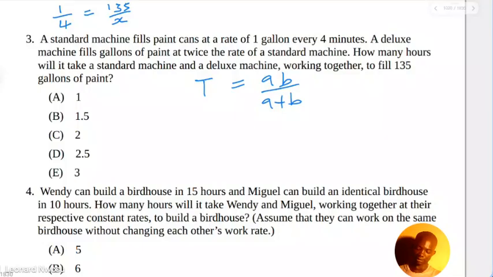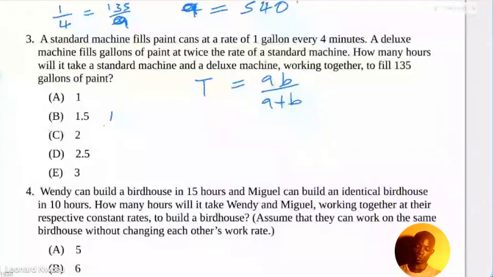Or we can even call it A. Yes, let's call it A to make it easier for us. A is what? 4 times 135, which is 540. So we do the same thing with B.